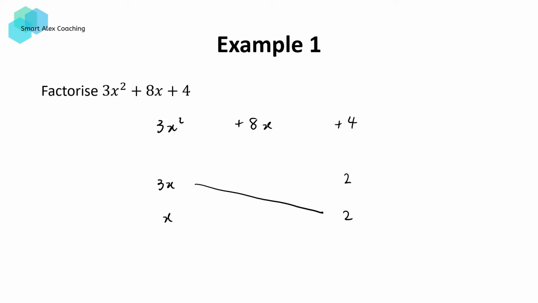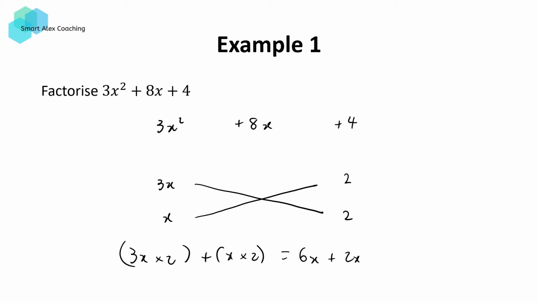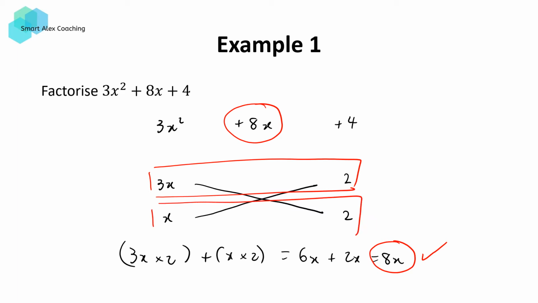We then multiply these terms diagonally and add them up. Here we're going to get 3x times 2 plus x times 2. That's going to give me 6x plus 2x, which is 8x. What you look for is you want to make sure that this answer 8x is the same as your middle term 8x. Since they're both the same, we know that we've chosen our numbers and terms correctly. So grouping them in pairs, the factorization of 3x squared plus 8x plus 4 is simply 3x plus 2 times x plus 2.